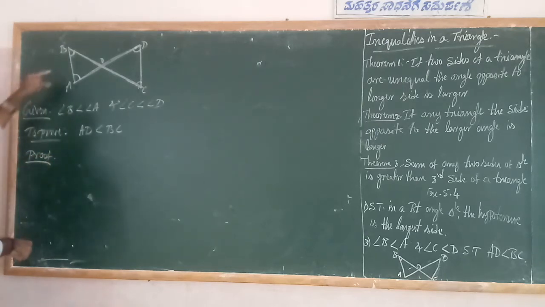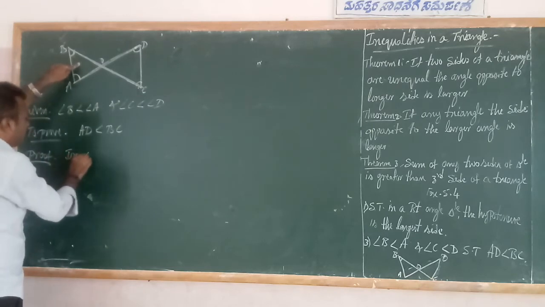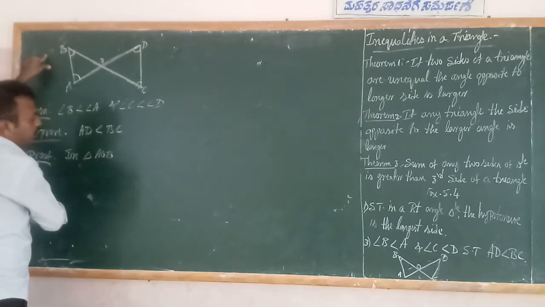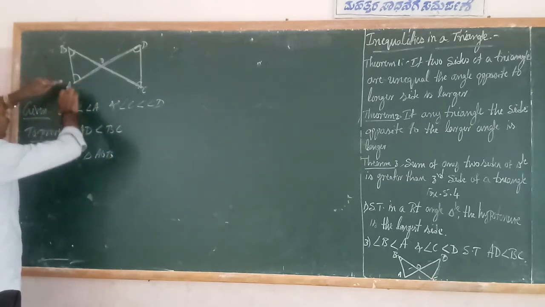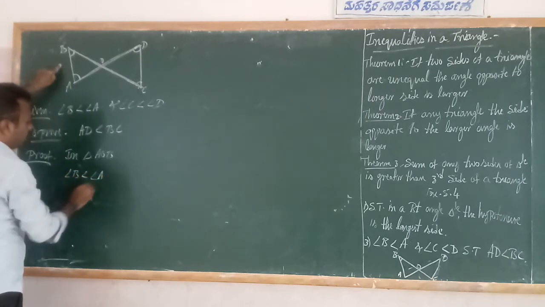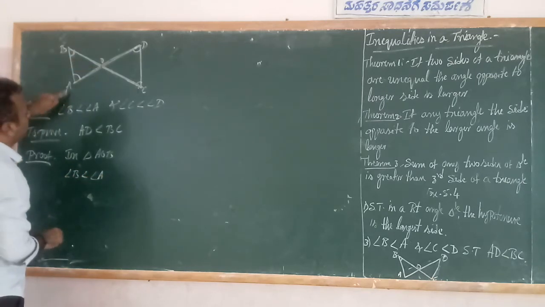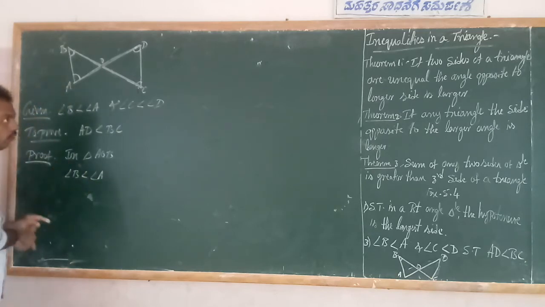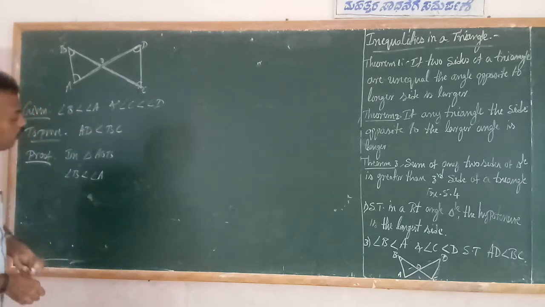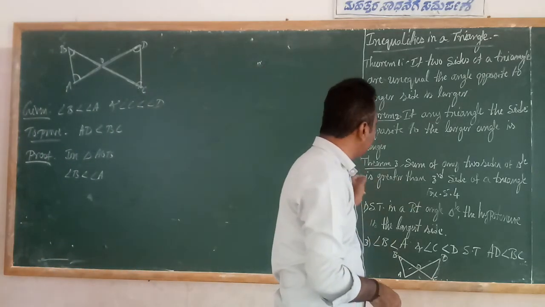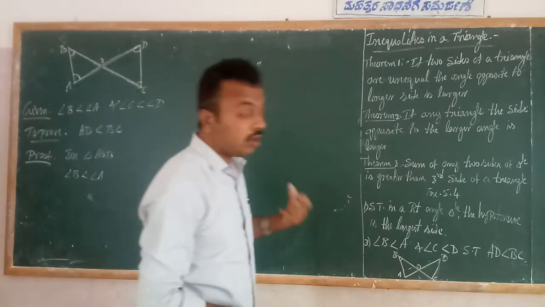In that, I will consider first triangle AOB. In triangle AOB, angle B is less than angle A. Correct? So we have to apply theorem number 2. What is theorem number 2? In any triangle, the side opposite to the larger angle is the longer side.